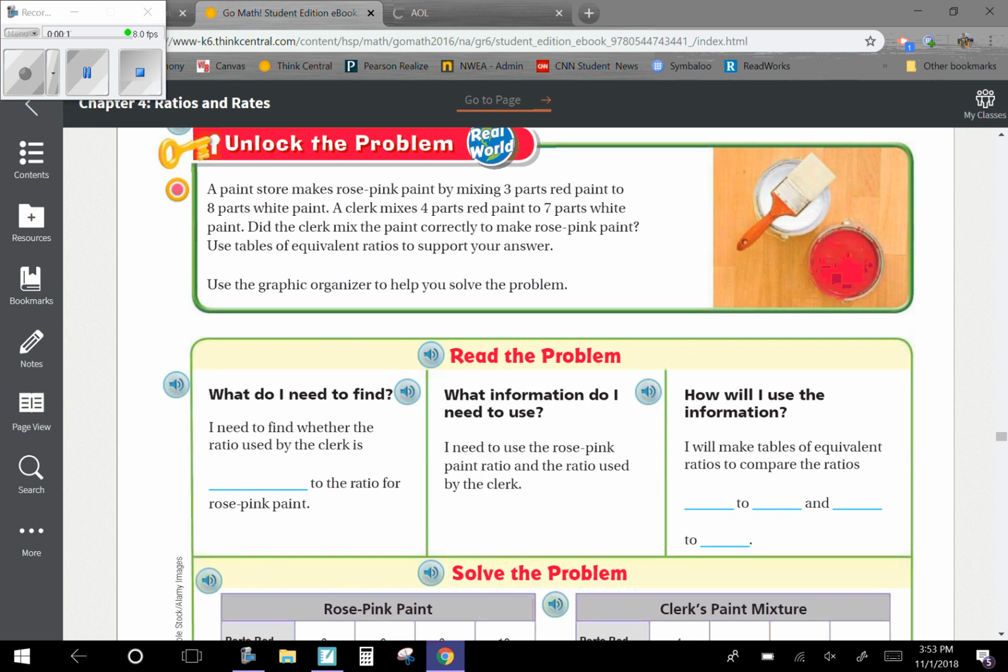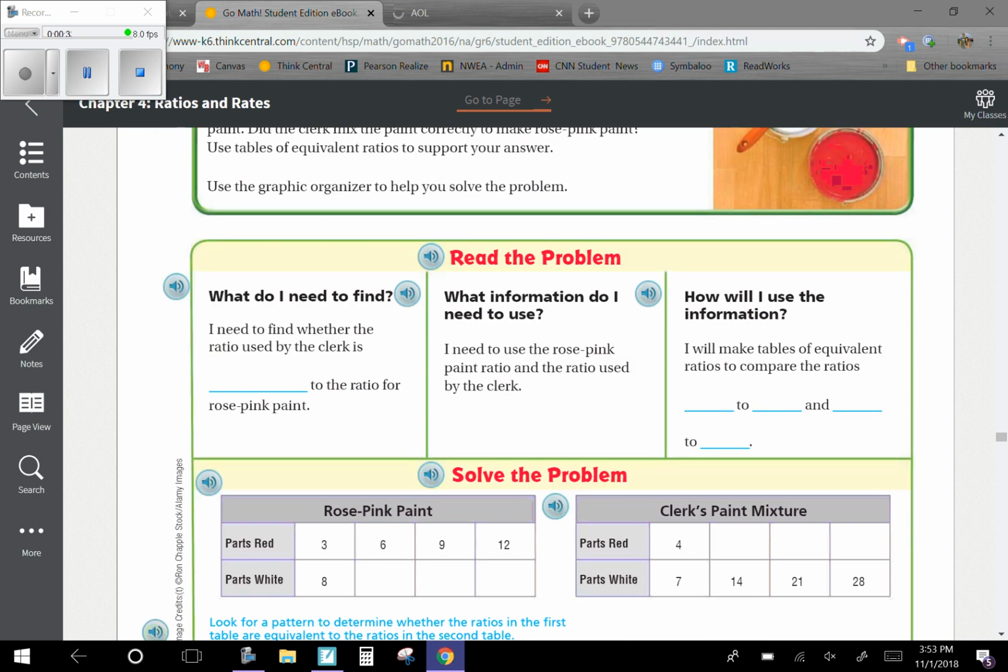Unlock the problem. A paint store makes rose pink paint by mixing 3 parts red paint to 8 parts white paint. A clerk mixes 4 parts red paint to 7 parts white paint. Did the clerk mix the paint correctly to make rose pink paint? Use tables of equivalent ratios to support your answer. Use the graphic organizer to help you solve the problem.